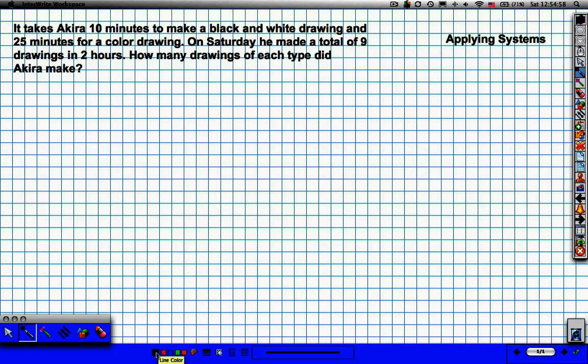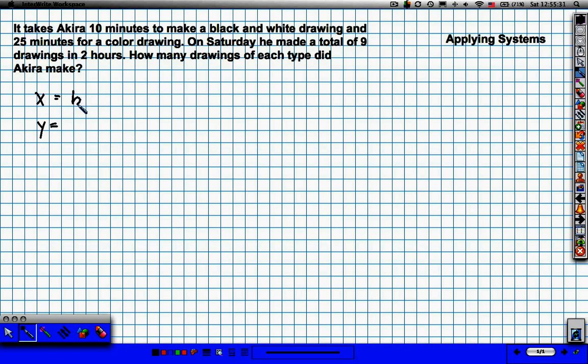But before we can do anything with our systems, we first have to set up our variables. We have to determine what we want x and y to be. Sometimes we can use what the question is asking us as a guideline. For example, they want to know how many drawings of each type. So if we let x equal the number of black and white drawings, then y can equal the number of color drawings, and that should work. So let's go ahead and do that.